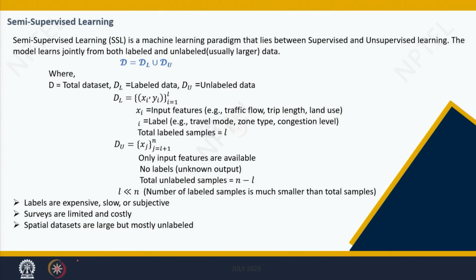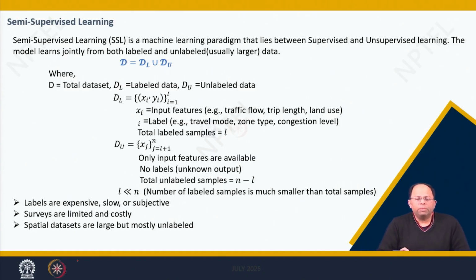Semi-supervised learning, from the name itself, obviously lies somewhere between supervised and unsupervised learning. What happens here is the model learns jointly from both labeled and unlabeled data within a data set. Sometimes in real life, when we are collecting data, we can only get a small survey done, so the sample size is not that much. But I may have raw data on many aspects; I just don't know the final outcome of the decision.